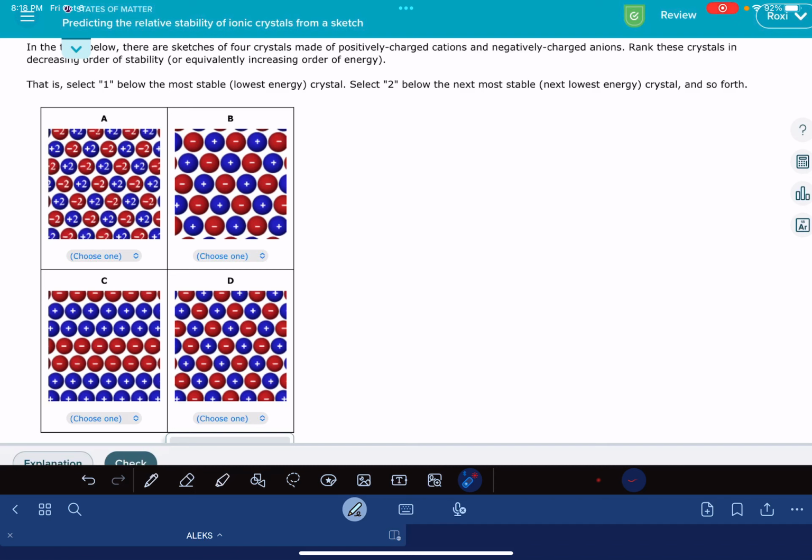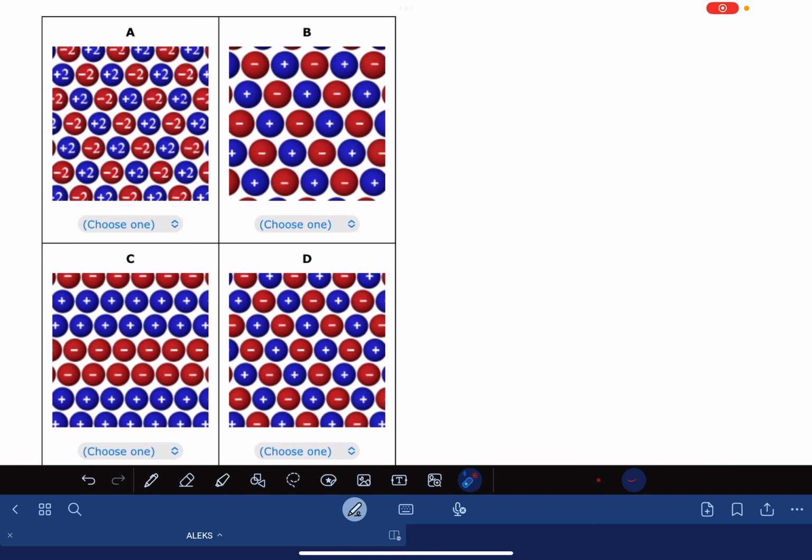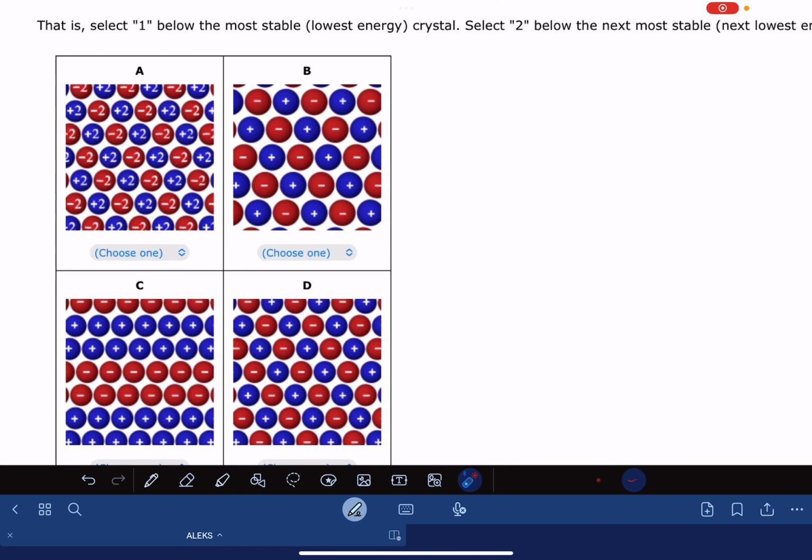In this video, I'm going to give you some tips for solving the ALEKS problem called predicting the relative stability of ionic crystals from a sketch. So this problem is going to give us 4 different pictures of 4 different ionic substances, and our job is to rank them in order of their energy, lowest to highest.